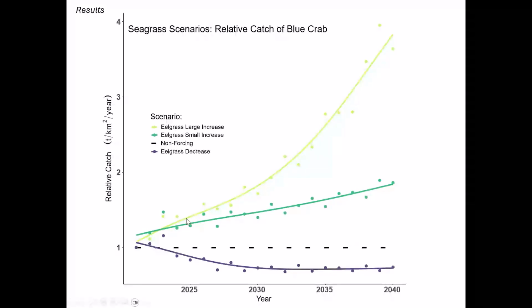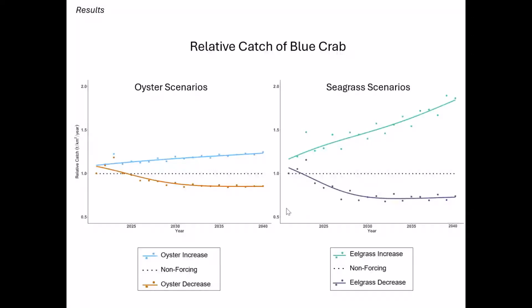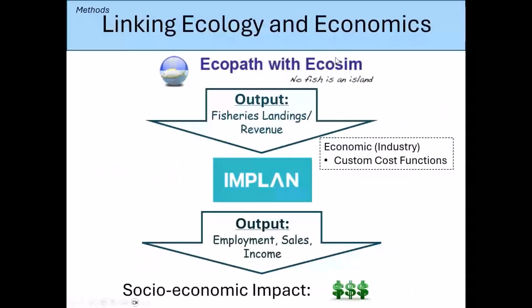When we take this large scenario out and compare the magnitudes of the effects of both foundational habitats on expected catch of blue crab, side by side, we do see that seagrass is having a bigger impact on expected catch of blue crab, but they're now on a similar scale. These are on par with one another, so you can actually compare improvements or decreases for oyster and seagrass scenarios.